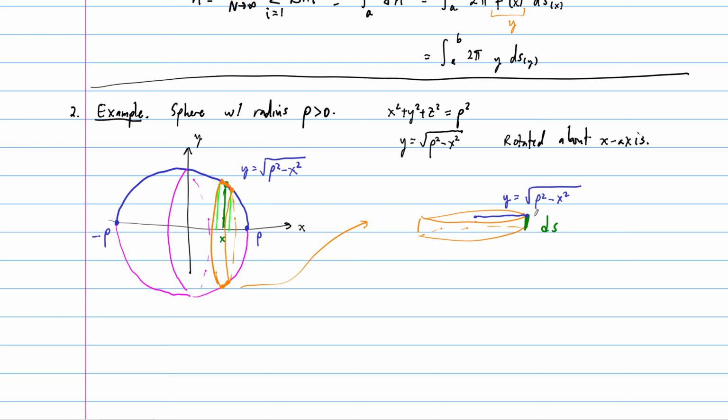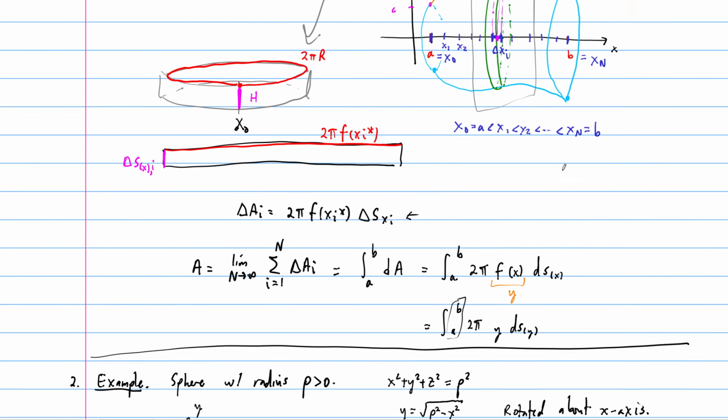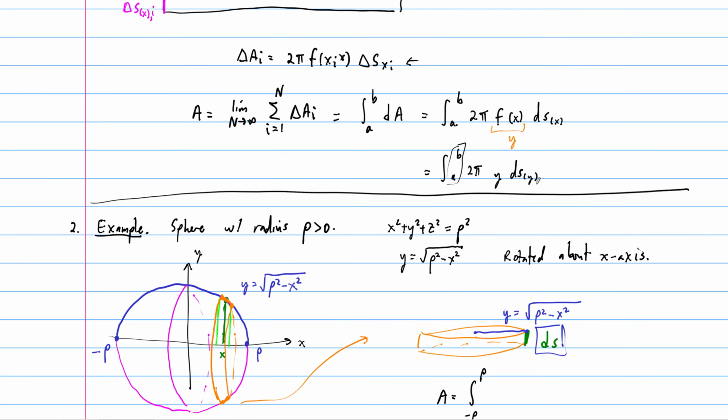So let's work this out then. Again, we need to find a formula for our ds, and then we'll plug it into our surface area equation, right? So we just found our area is going to be the integral from minus rho to rho in the x direction. By the way, I was a little loose with these, right? This should have been c and d up here. You guys probably told me that, right? Because this integral we changed to be with respect to y. We might have to do that down here. So let me fix it.